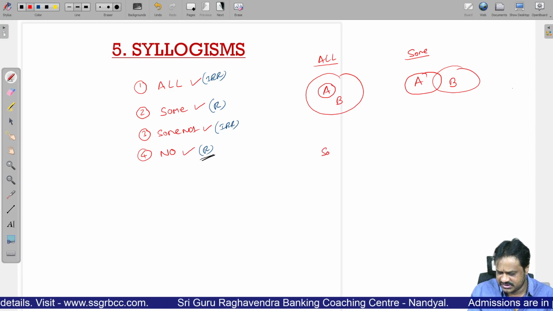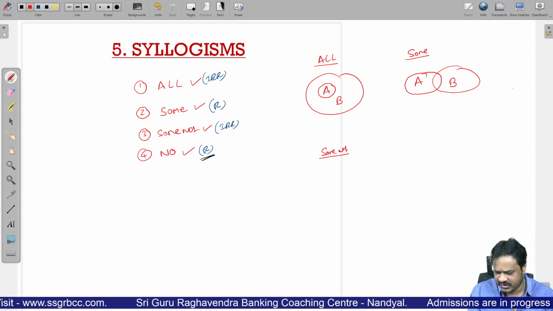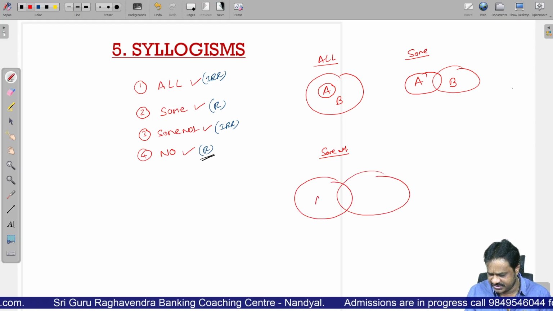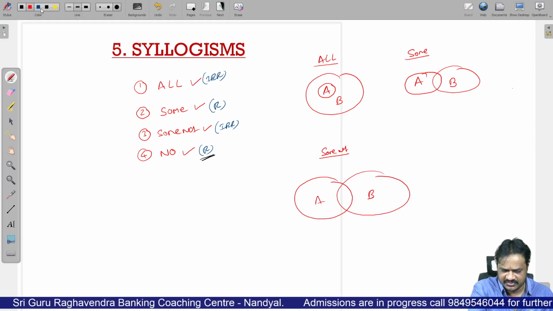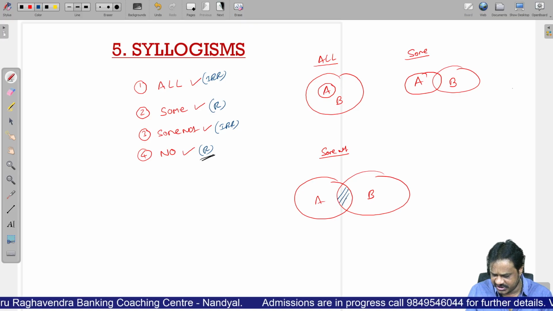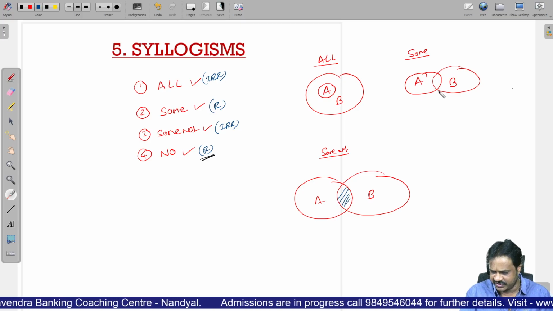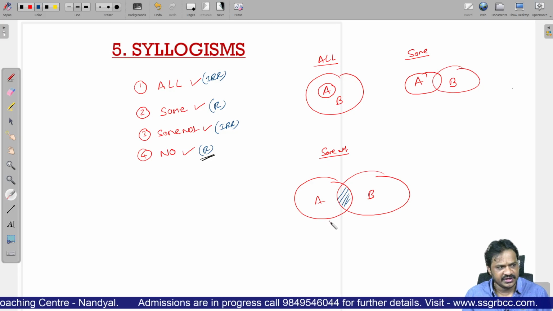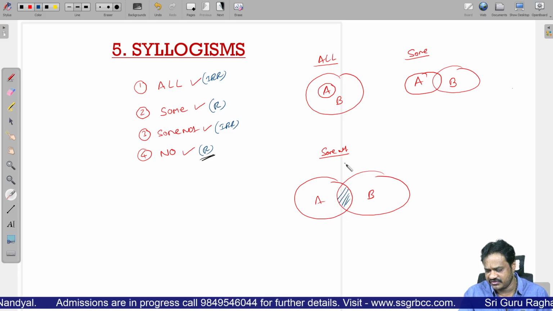Then some not. Some A is not B, and you have to shade this one. So you should note down the difference between some and some not. This is some. There is no shading. Here it is some not. There is the shading. Just for our differentiation, we are writing like this. Some is written in this way. Some not is written in this way.